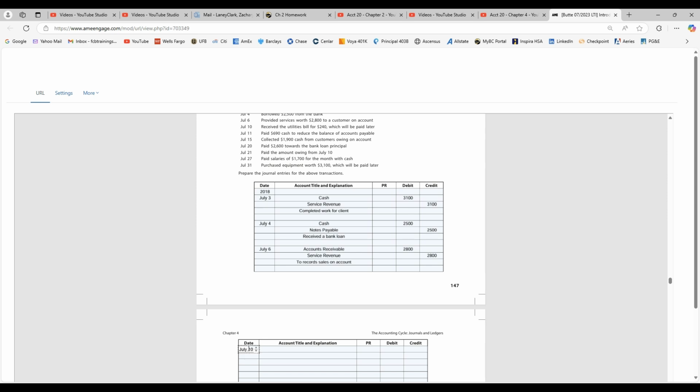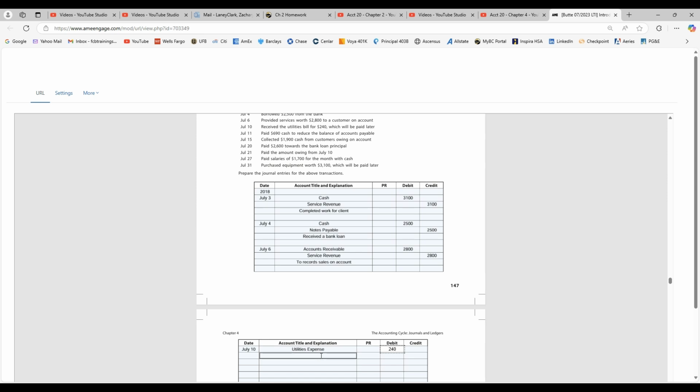Let's see, July 10th. We received a bill for $240 for utilities. That'll be paid later. So again, very important. Is it going to be paid now or later? This one's going to be paid later. So the first thing we want to record as our debit is our utilities expense. So we're recording the expense in July for $240.